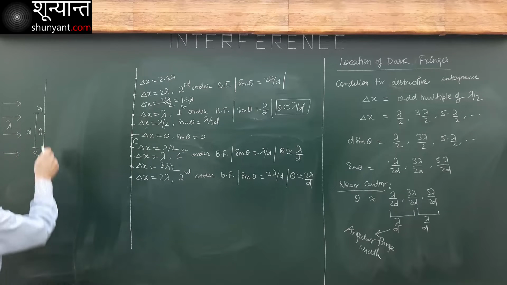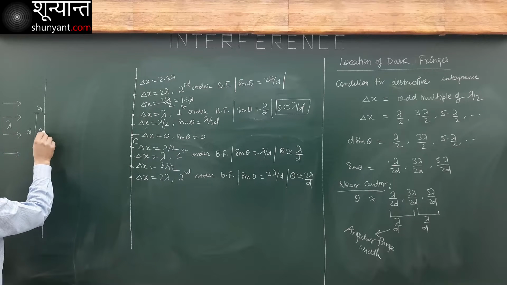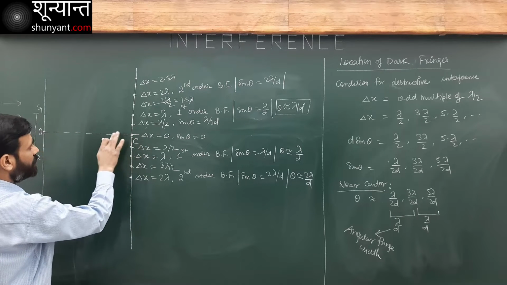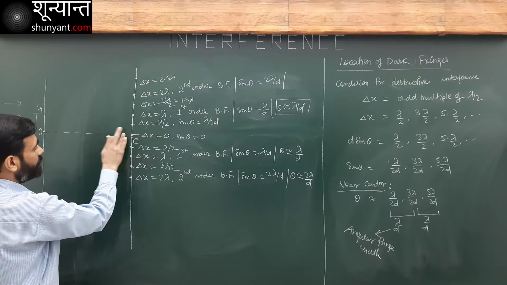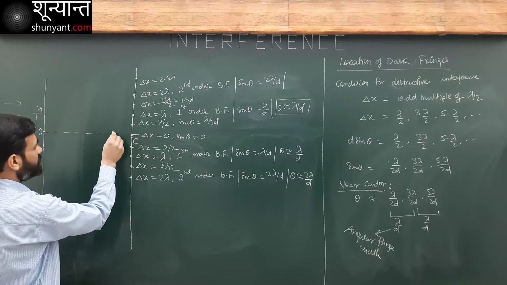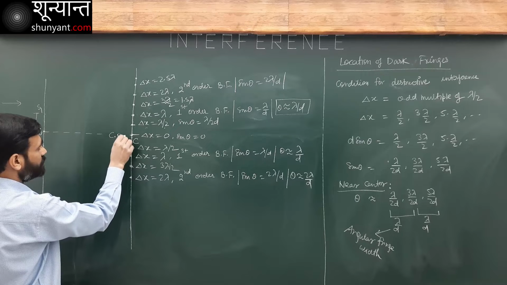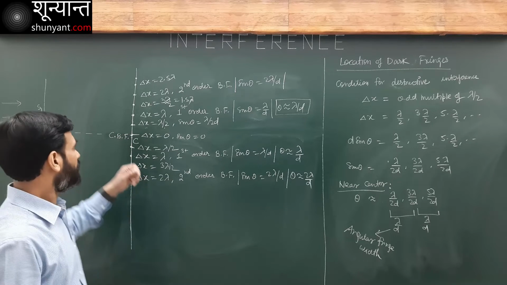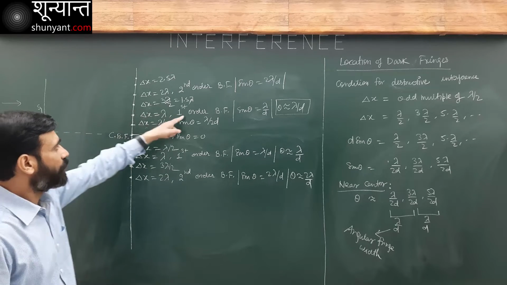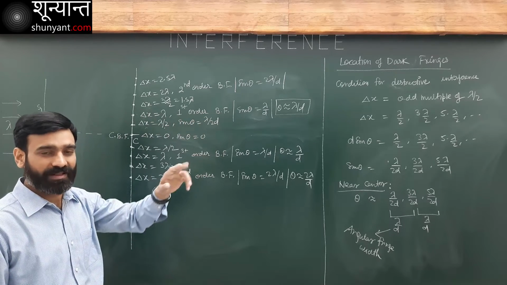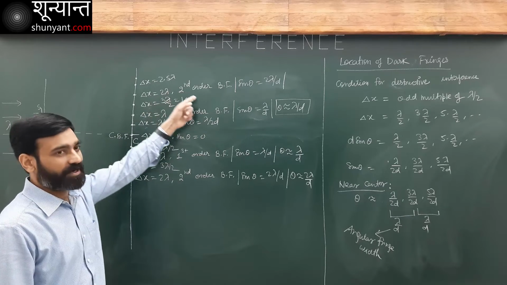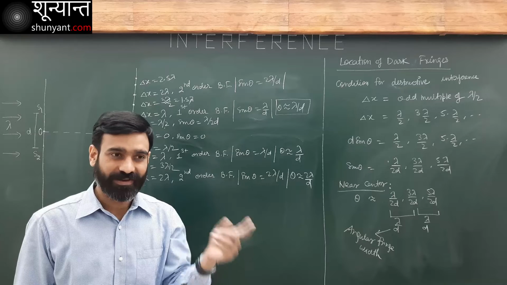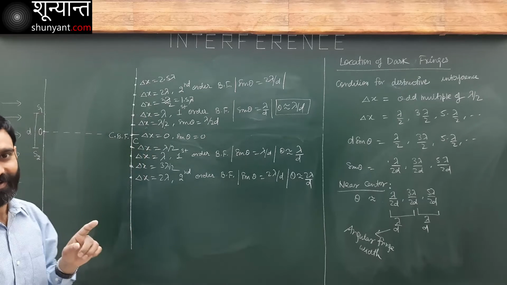Okay. Now this middle point here, right in front of it, is the center of the screen. Now this is the central maximum. This is the central bright fringe. Central, zero order. Then the first order bright fringe: path difference lambda. Second order bright fringe: path difference 2 lambda. Nth order bright fringe: path difference will be n lambda. Okay, you understand this?